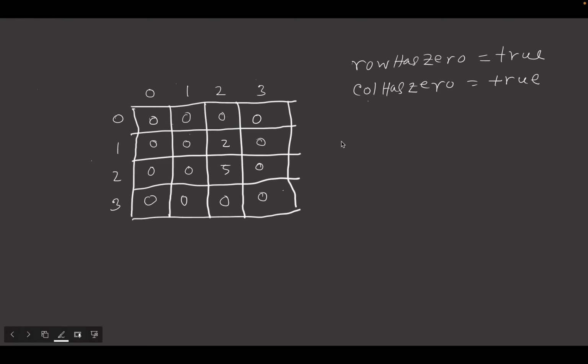The overall time complexity of this solution would be O of m times n. And what is the space complexity? The space complexity is O of 1, because we're solving this problem in place. We're not using any additional extra space, so this algorithm will take constant space complexity. This is my solution to this problem.